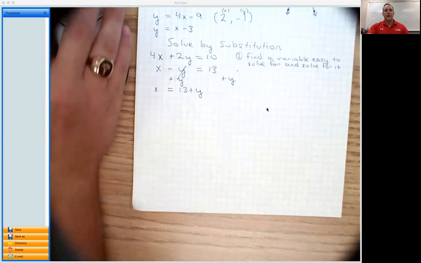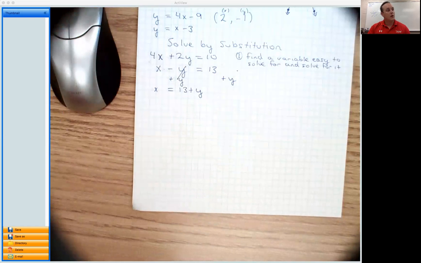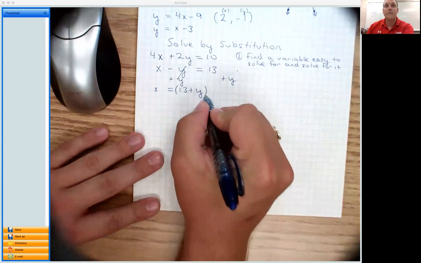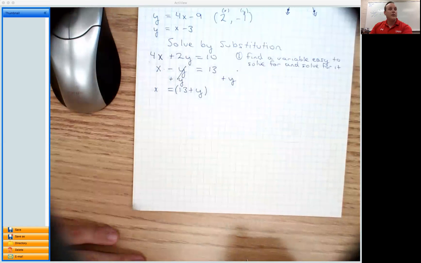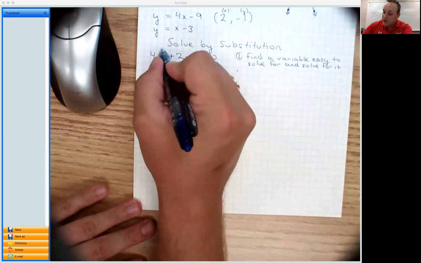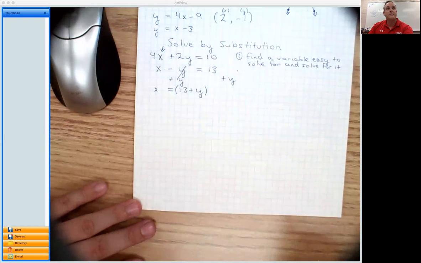So what I have to do here is now, Brianne, put the phone down. Plug this entire quantity back in to my other equation in for x. So this has to go into the other equation for x right there.